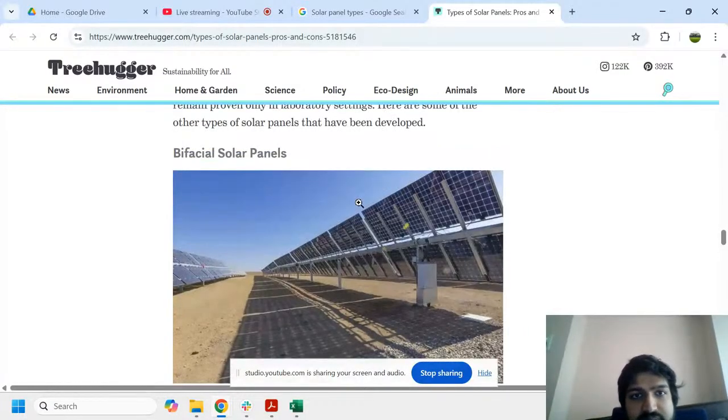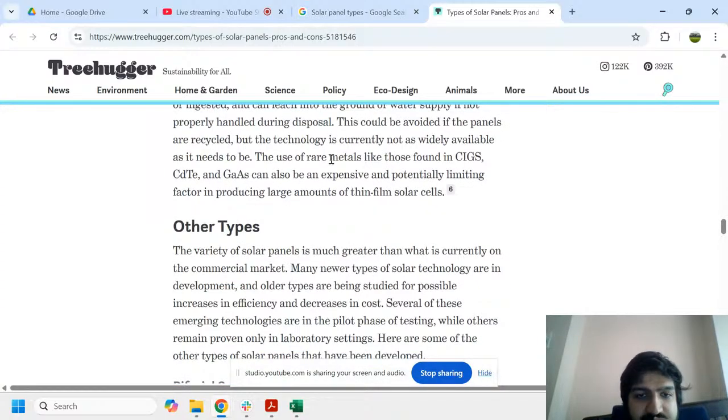Another type we will discuss in another video. There are other types of emerging solar cells also being manufactured, but that will be a topic for next time.